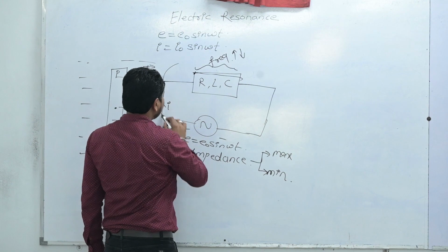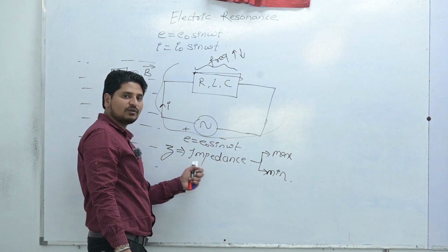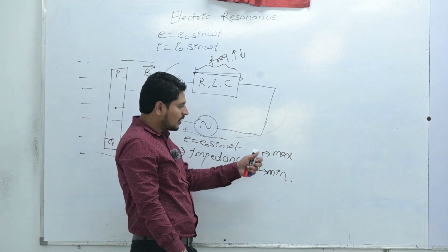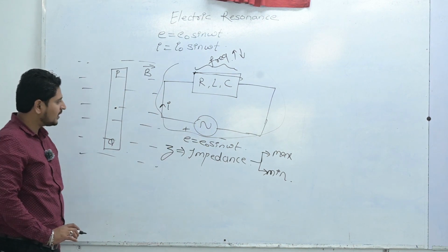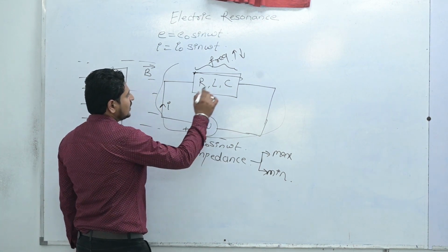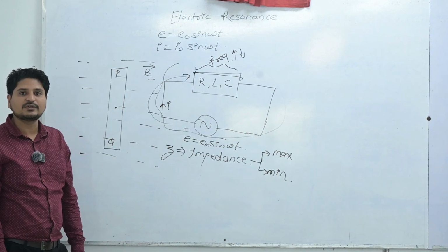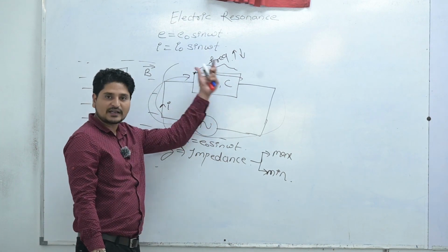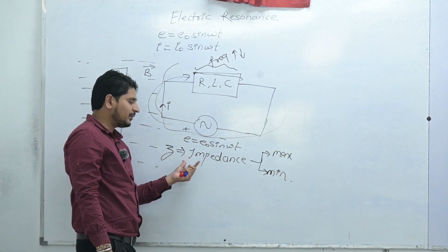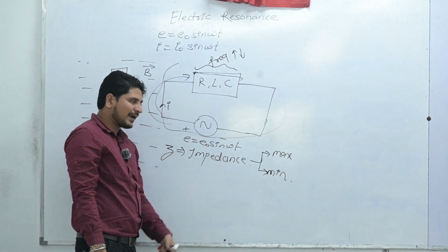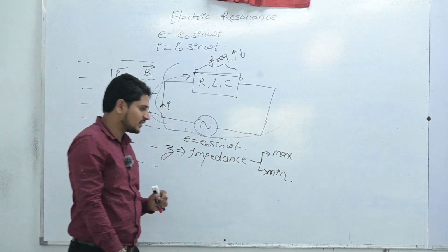That means this is complete, this is AC source. When the frequency of AC circuit is gradually changes, then the value of impedance become maximum or minimum, so it is called as electric resonance. So it's a very simple definition for electric resonance. What is electric resonance? When the frequency of AC circuit is gradually changes, जब frequency AC circuit का gradually change हो जाएगा, then the value of impedance become maximum or minimum, and that is called as electric resonance.